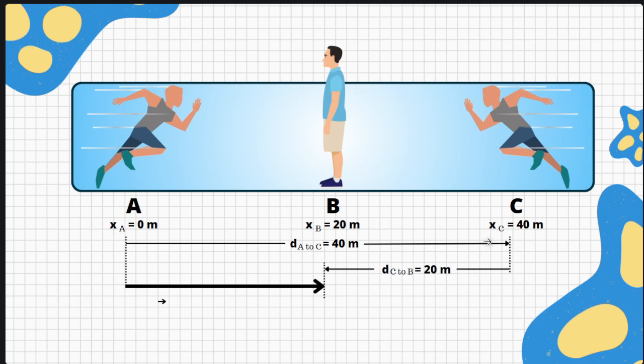So the first question is, what is the total distance traveled by the man? So for the total distance traveled, we need to add or take into account the total length of the path traveled by the man. Sabi nga natin kanina, tumakbo siya from point A to point C. So that is 40 meters plus from point C to point B, that is 20 meters. So therefore, the distance traveled by the man is 40 meters plus 20 meters or 60 meters.